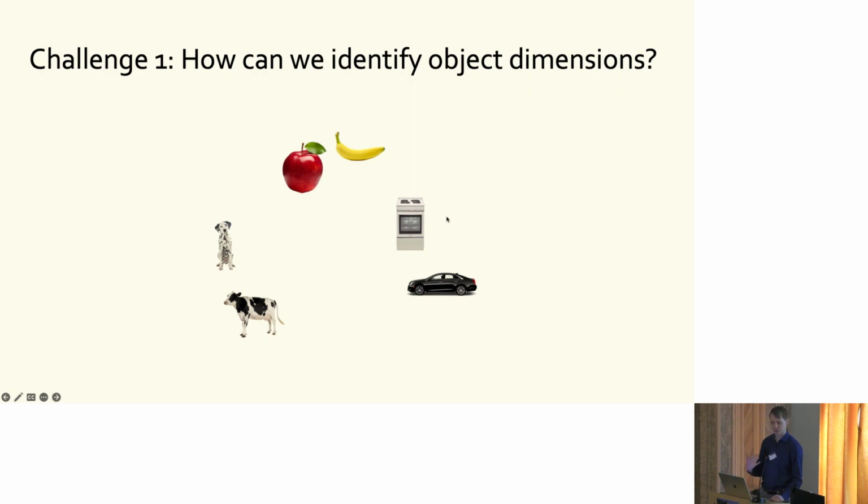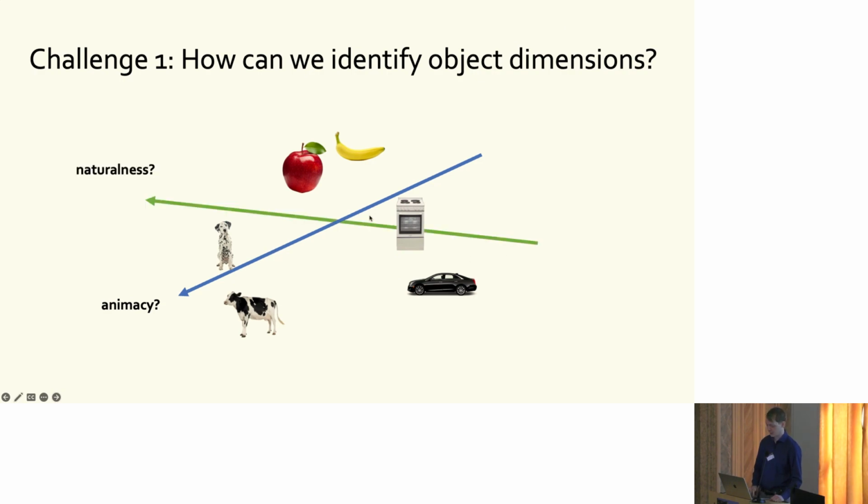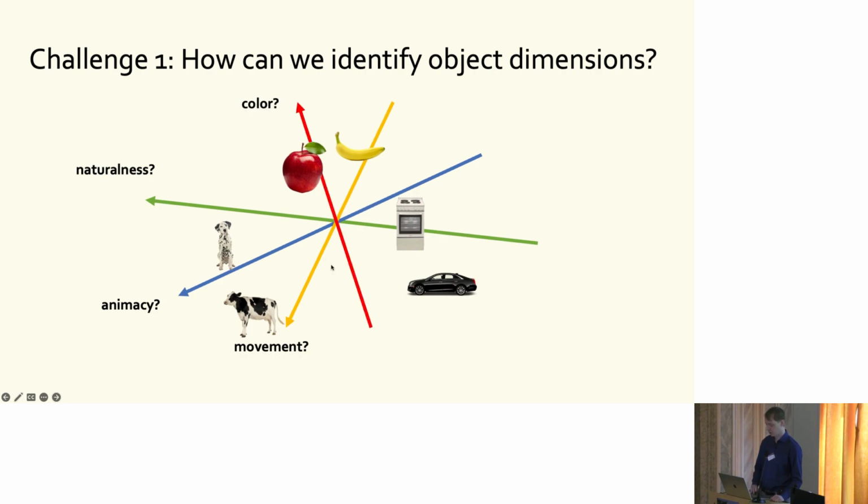And then the traditional approach has been to try to interpret what these dimensions could mean. In this particular example, it could be that animacy is an important dimension. It could be the naturalness of the objects, so more natural objects are over here and less natural over here. It could be the movement of objects, that some objects are moving more than others. And it could also be the color, right?